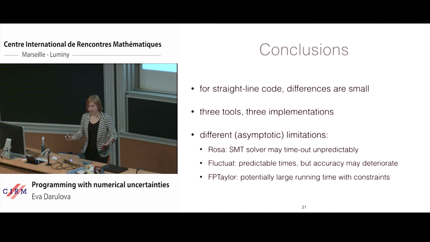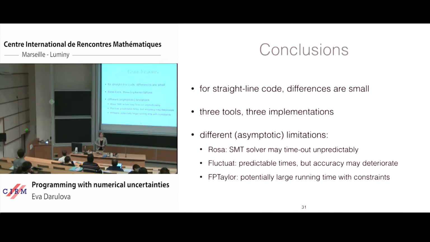So let me tell you essentially what I think about these results. For straight line codes, the differences in the accuracy of the tools are very small. They're usually, as I said, 1 of the order of magnitude that the errors are. Comparing the run times is a bit difficult because these are 3 tools with 3 entirely different implementations in 3 different programming languages, so it's hard to tell whether the difference of 3 to 5 seconds is due to the programming language or due to the technique itself.